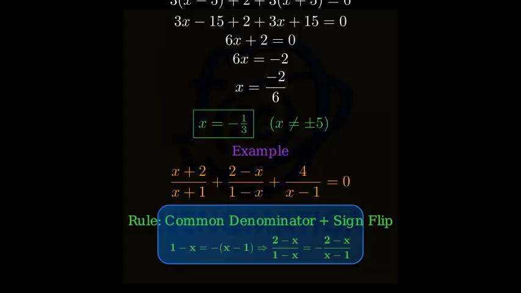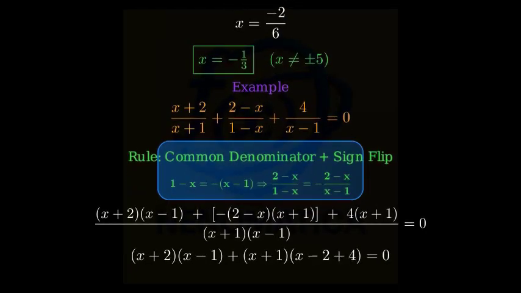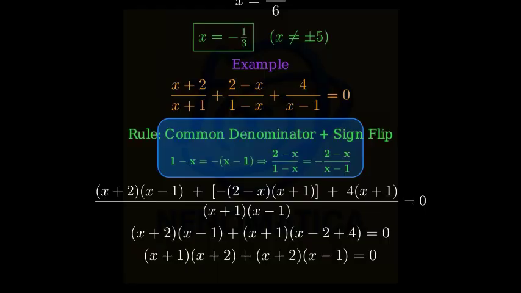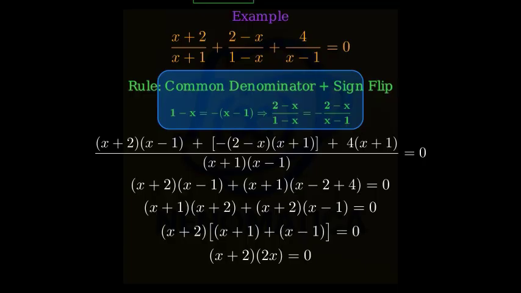Step 2. Regroup the last two terms by factoring x plus 1. That yields (x plus 2) times (x minus 1) plus (x minus 1) plus (x plus 1) times x minus 2 plus 4. Step 3. Simplify x minus 2 plus 4 to x plus 2. Now, both terms contain x plus 2 as a factor. Step 4. Factor out x plus 2. The remaining factor is x plus 1 plus x minus 1, which is 2x.